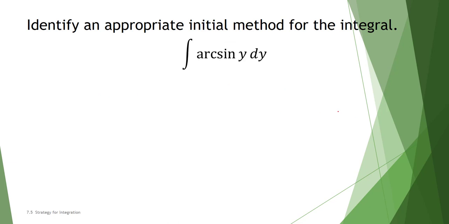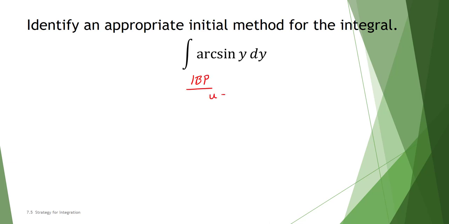Here we have the arcsine of y dy. So I certainly do not know the antiderivative for arcsine of y. In fact, I don't know much of anything I can do with arcsine of y. However, I can take the derivative of arcsine y. So wouldn't it be nice if there was a way I could take the derivative as opposed to the antiderivative? Luckily, there is. That's integration by parts.